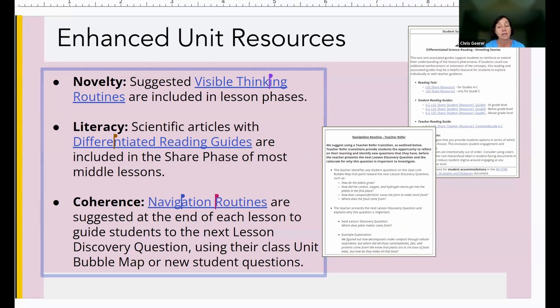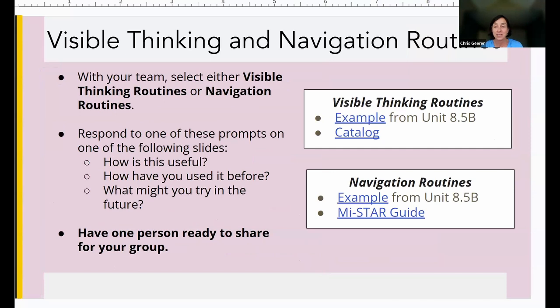And so what I'm going to do now is put you back in those groups that you were in earlier, so you can say hi to everybody that you met already. I'd like you, as a group, to decide to look at either the visible thinking routines or the navigation routines. We have an example of each of those, and I used 8.5B just because it's one of our new units.